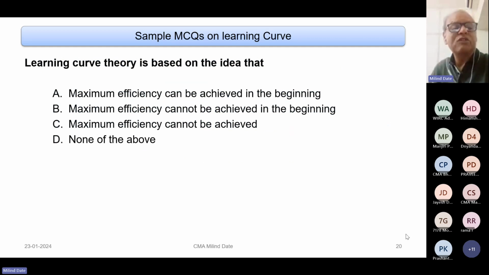Learning curve theory is based on the idea that: A, maximum efficiency can be achieved in the beginning. B, maximum efficiency cannot be achieved in the beginning. C, maximum efficiency cannot be achieved. And last is none of the above. So think and tell me what you think is the correct answer.